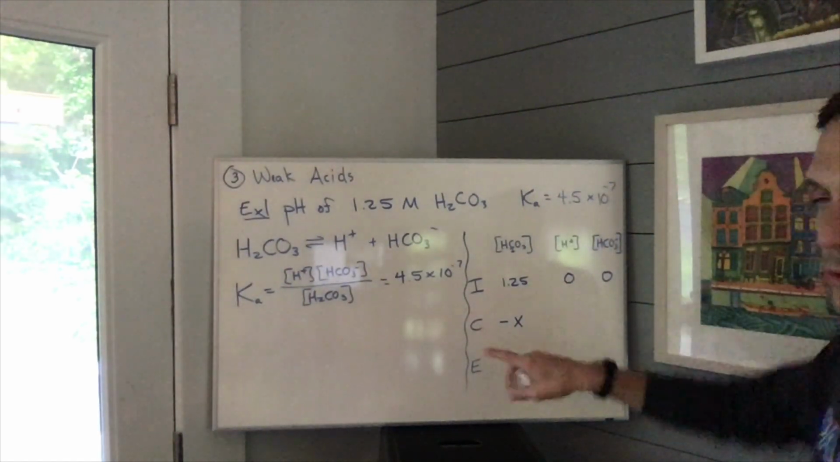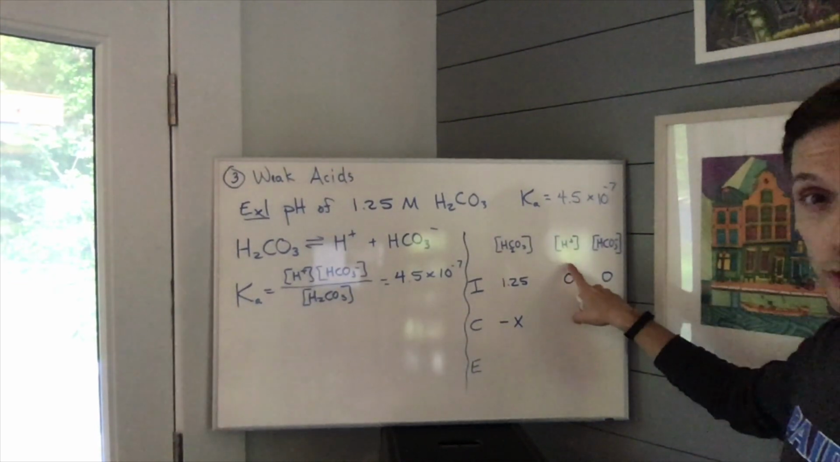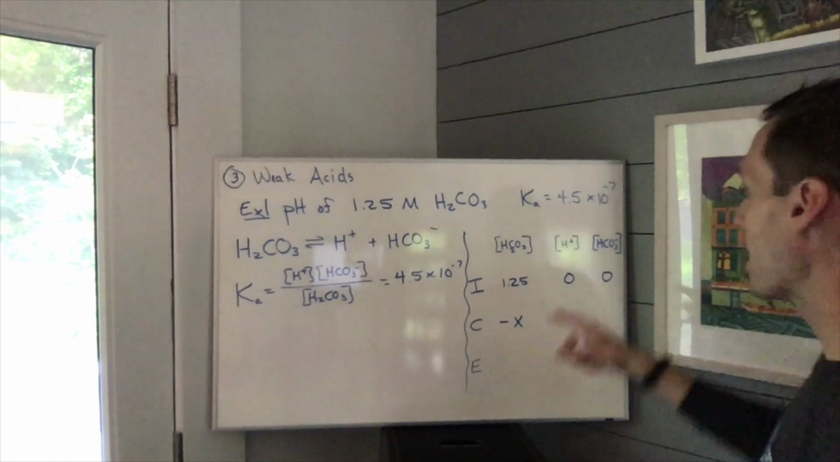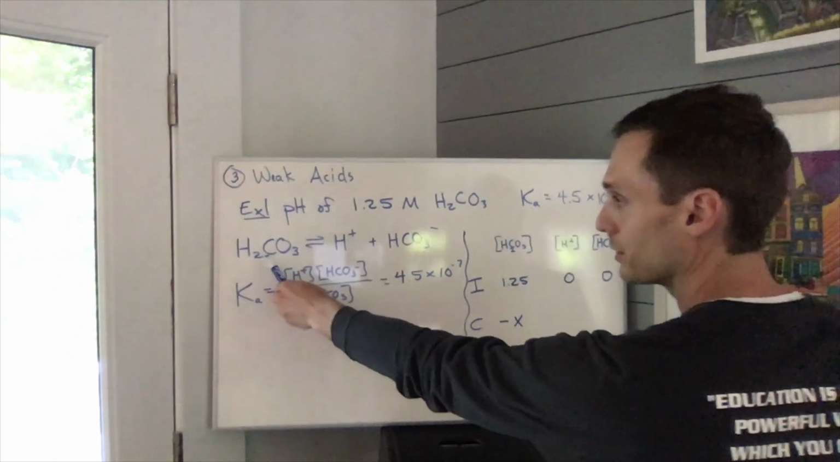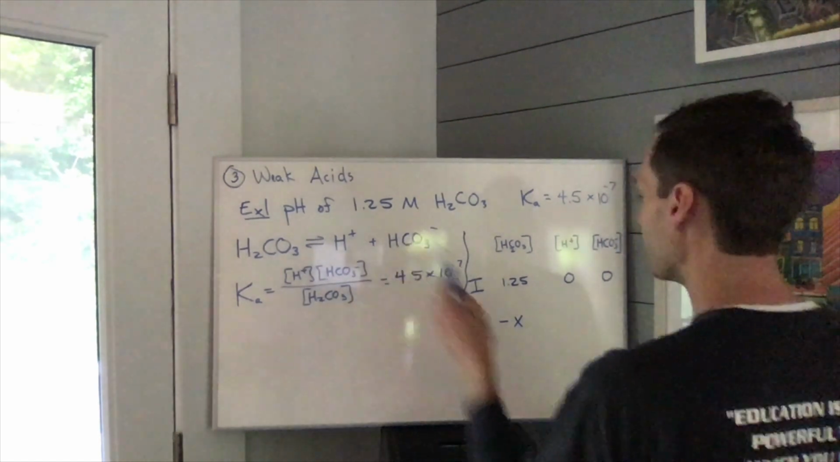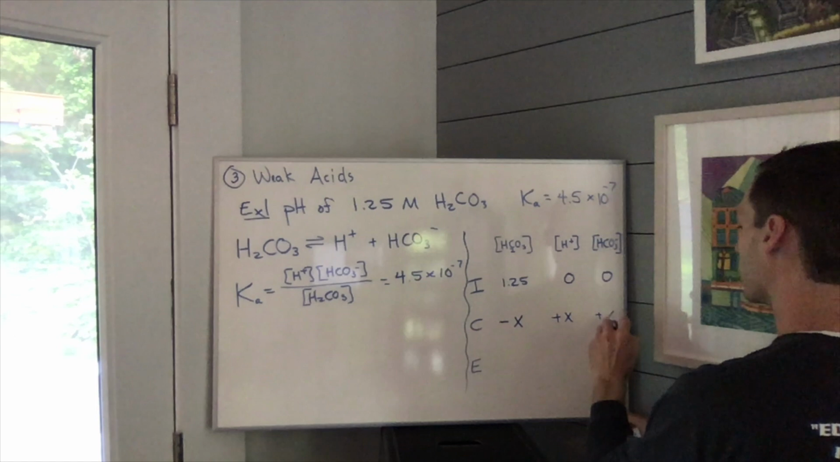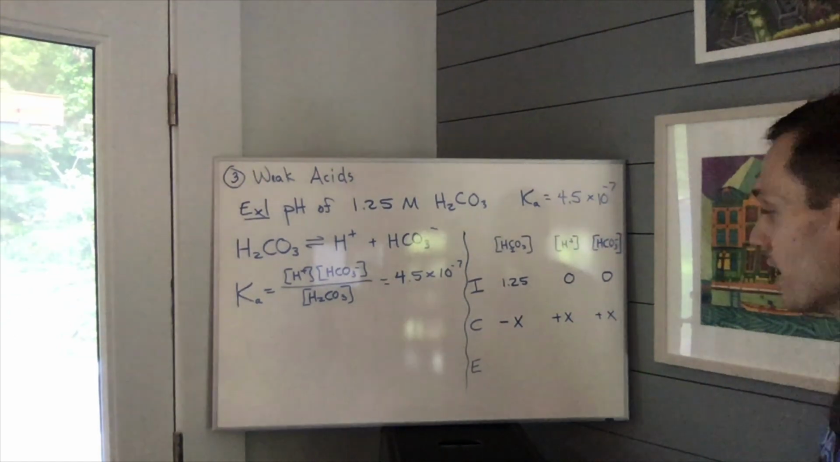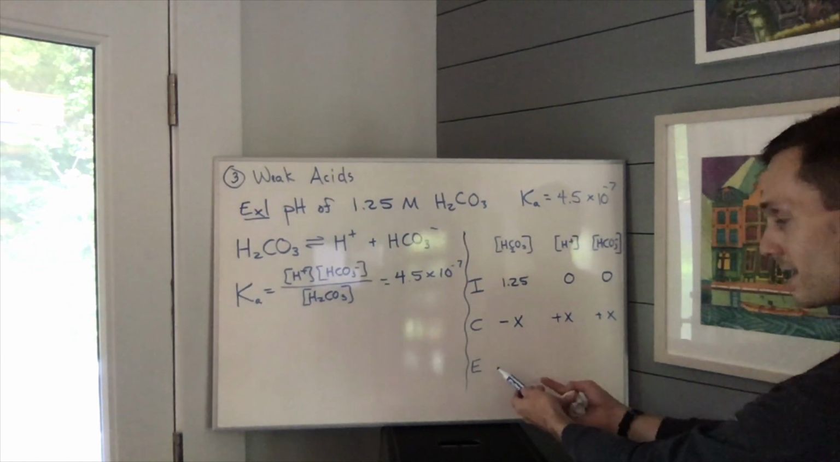So if you lose X amount of acid, you're going to produce that same amount of H plus and HCO3 minus, right? Because whatever you lose here, you have to gain here. So we can just put this as plus X and plus X. Now for the equilibrium, that's the change that would have to occur to get to equilibrium.